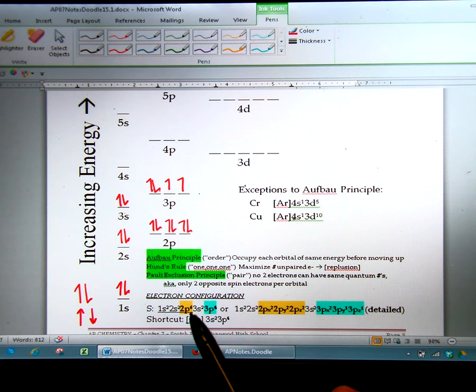So you could write 2p6 altogether, 2p6. 3s has 2, and then 3p has 4. So that's called the electron configuration.